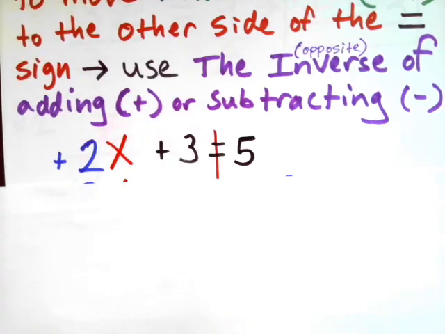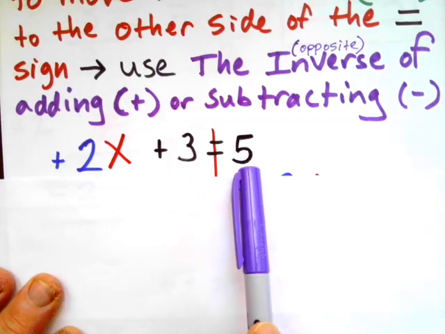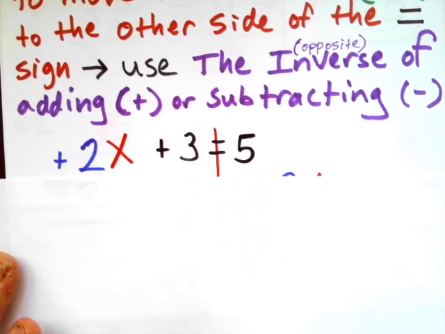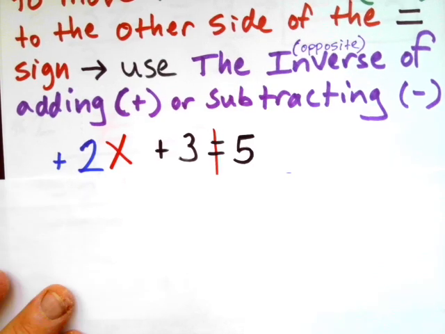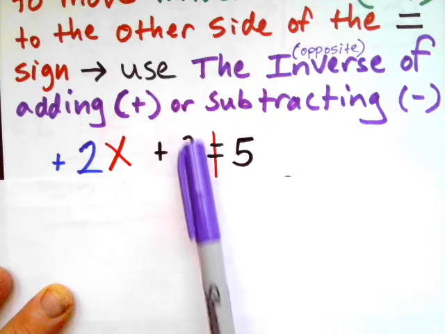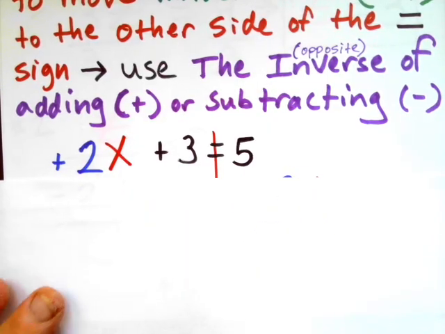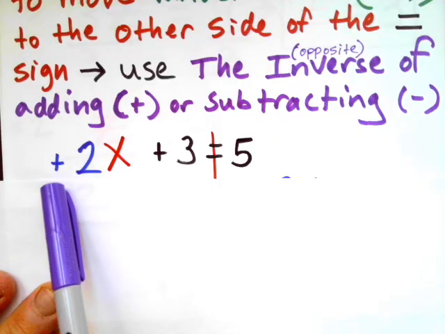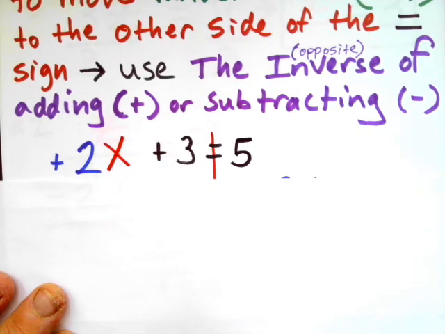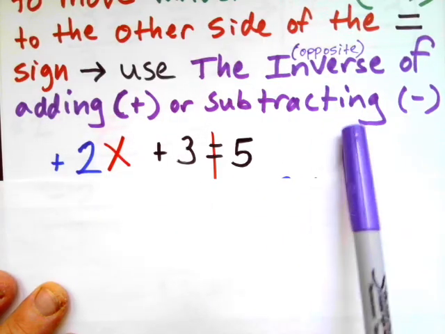So let's take a look at this example. 2x plus 3 equals 5. All I want to do is show you an example of an inverse operation of adding or subtracting. I'd like to move a term that's on the left side over to the right side of the equal sign. How do I do that? I do the opposite. So I have a plus 2x, I have a plus 3. So what's the opposite or the inverse of adding? It's going to be subtracting.